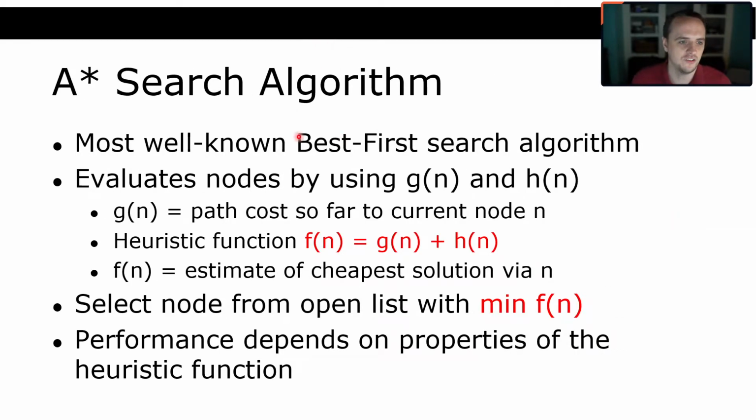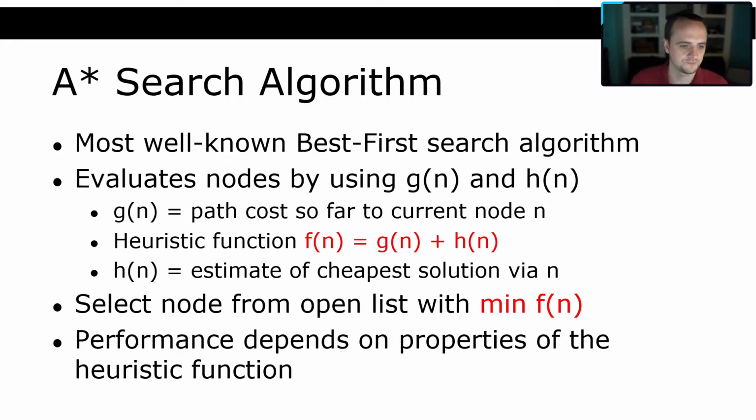So A-star is the most well-known best first search algorithm. It evaluates nodes by using 2 properties called g and h. So g is the path cost so far to the current node. Your function, f of n, is equal to g of n plus h of n, where h of n is an estimate of the distance between the current node and the goal node.